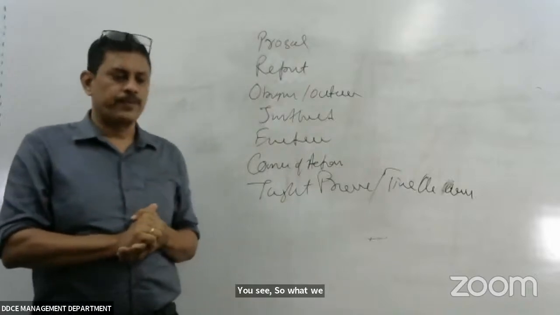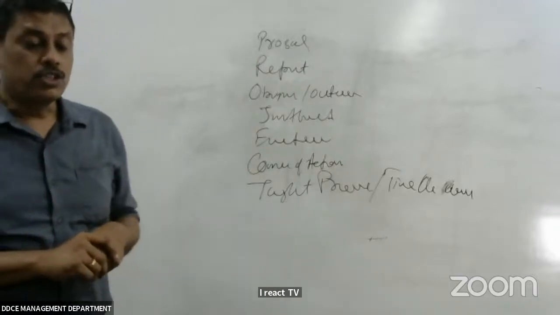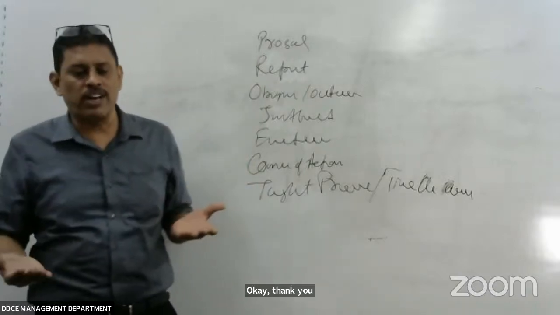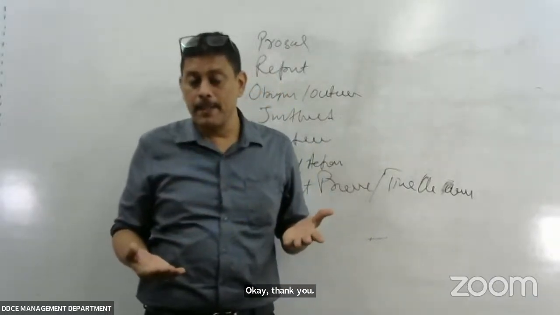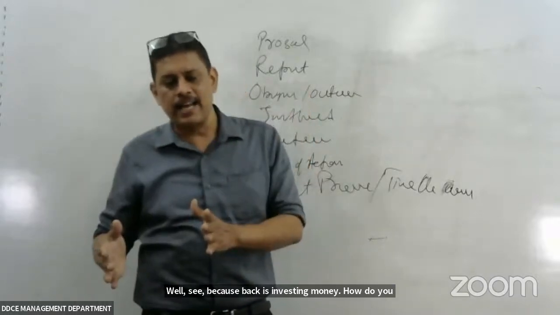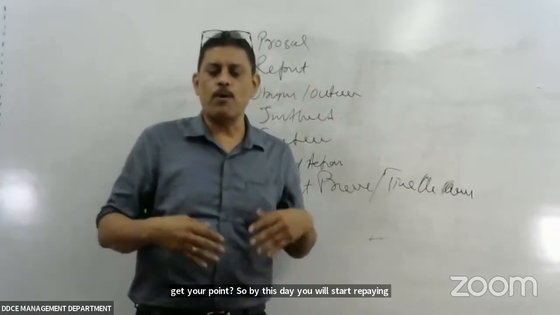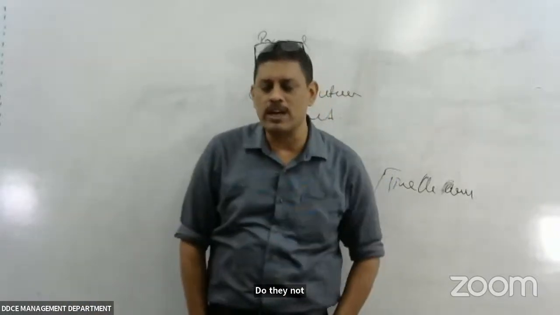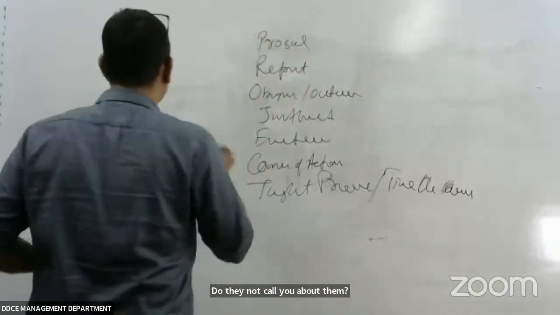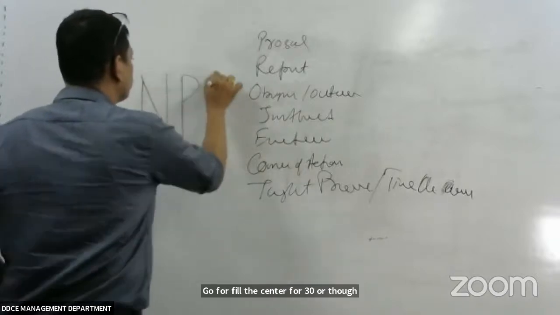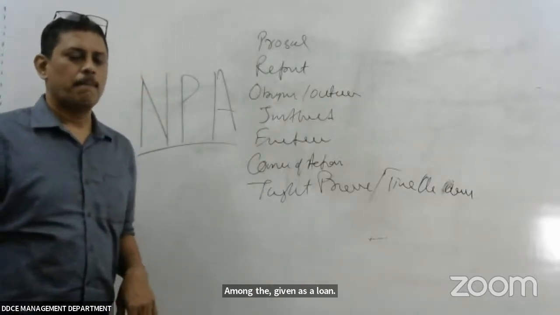So what we have discussed: thought process and timely activity. Okay, thank you. So see, when you are going to take a loan for your house, the bank will see, because the bank is investing money. Are you getting a point? So by this day, you will start repaying your money back to the bank. If you don't repay and the payment is not positive, then what will happen? What will be that condition? They will forfeit the entire property or the amount they have given as a loan. Non-performing asset. Bank will incur it.